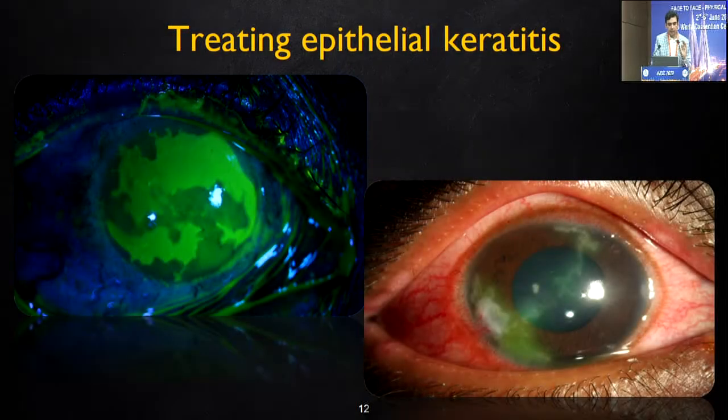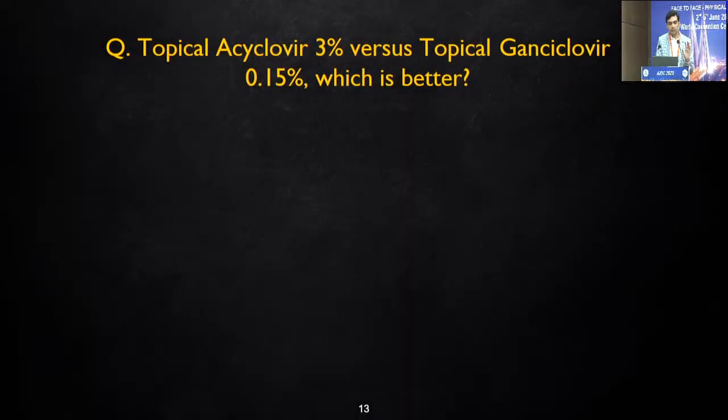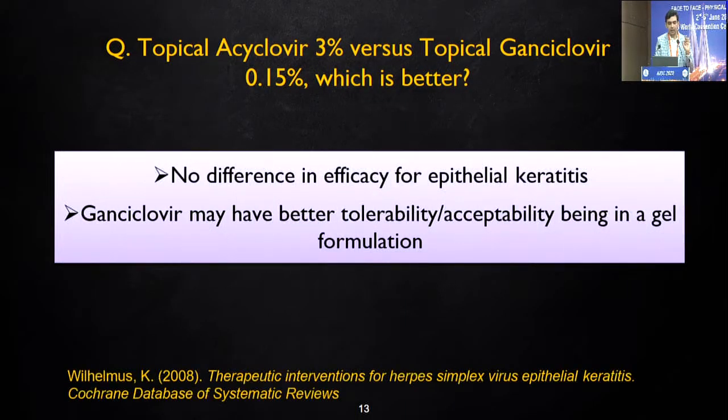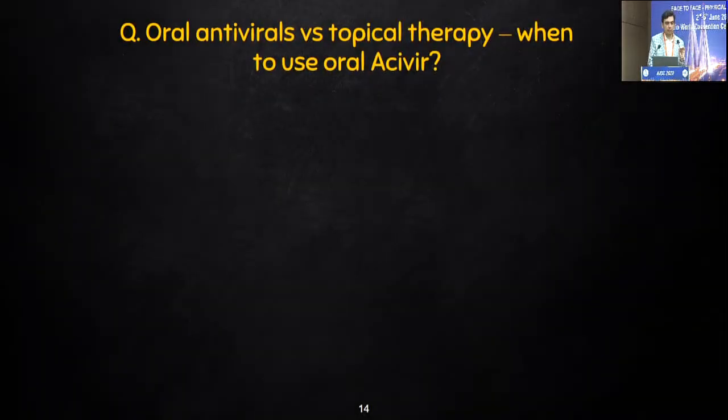In terms of treatment of epithelial keratitis, remember that ganciclovir might be slightly better tolerated and have better acceptability because it keeps the vision clear. Acyclovir, when you're giving it 5 times a day topically, will keep the patient's vision blurred for most of the day. Ganciclovir is a gel formulation, and therefore keeps the vision slightly better and has better tolerability.